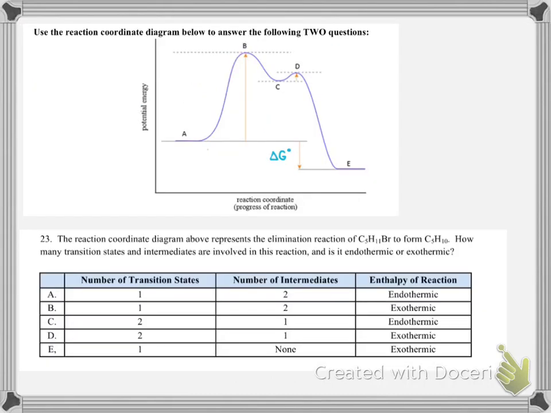Okay, so for number 23, we have a reaction coordinate diagram. And they want us to figure out how many transition states, intermediates, and whether this is really endergonic or exergonic. And so here we can see our delta G is denoted by products minus the reactants. And so we have a decrease in energy. So we would say that this is exergonic.